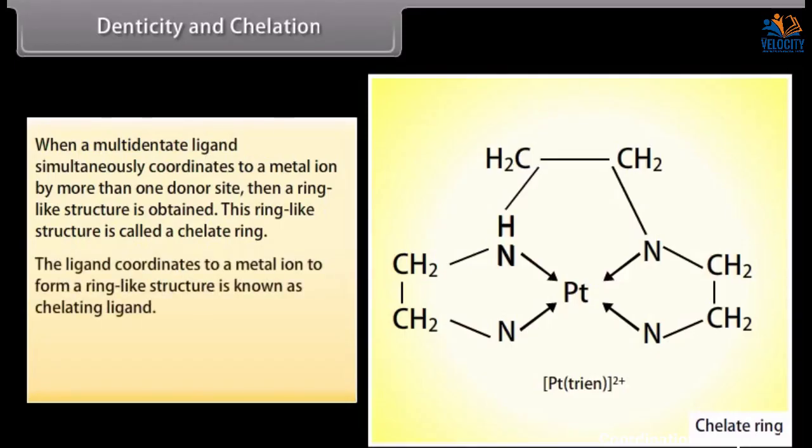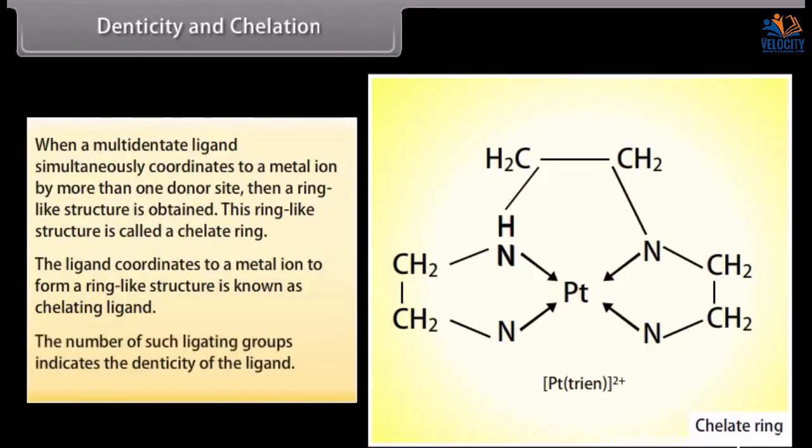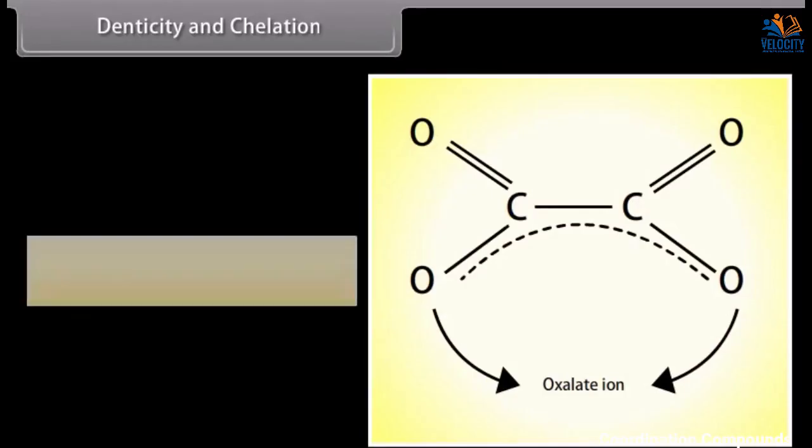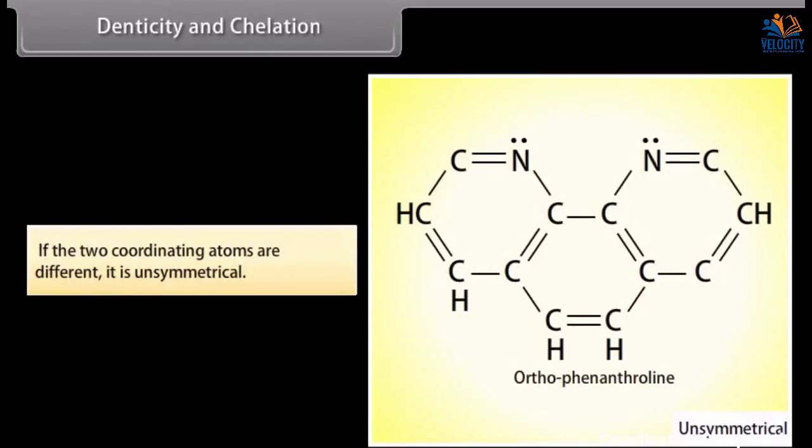The ligand that coordinates to a metal ion to form a ring-like structure is known as chelating ligand. The number of such ligating groups indicates the denticity of the ligand. A didentate ligand is symmetrical if the two coordinating atoms are the same. If the two coordinating atoms are different, it is unsymmetrical.